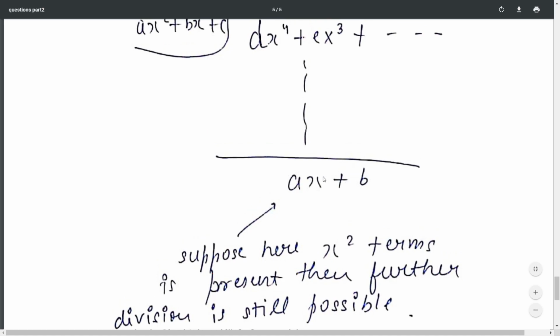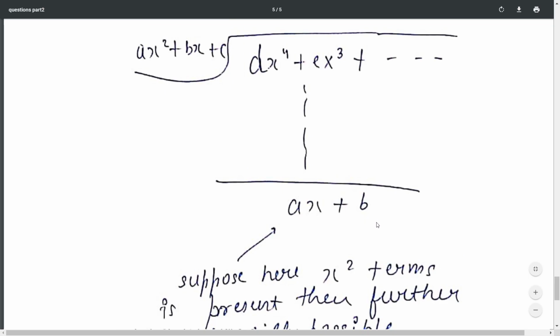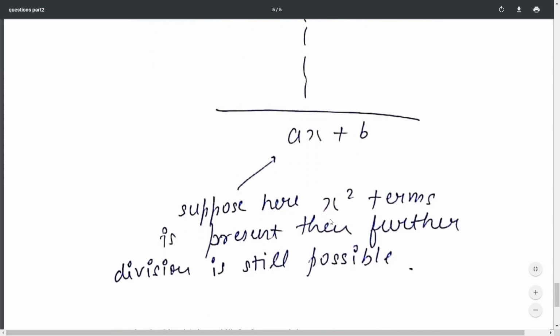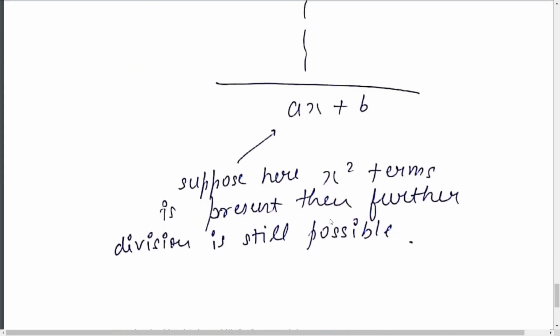So degree is not necessarily linear. In some cases, you'll find that it can also be 0. It can be a constant polynomial, right? Degree is 0. So a can be 0 also in this case, right? So this is a very simple question, logic based.